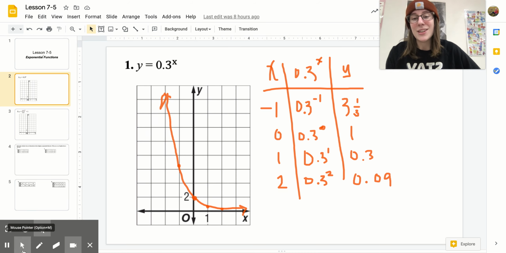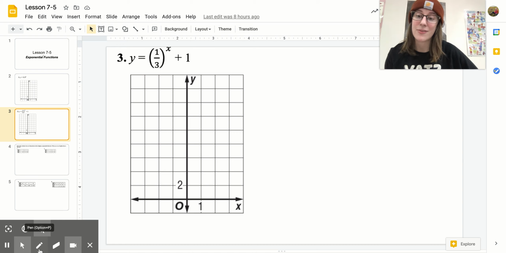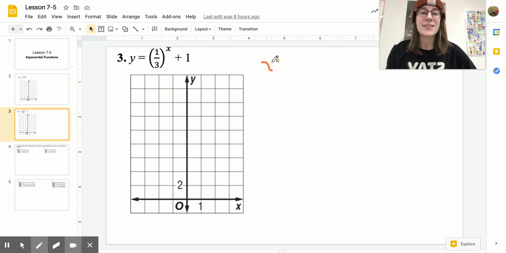So pause this if you need to. I'm going to move on to the next problem, number 3. You're going to try number 2 on your own. I figured I'd do 3 because it's just a little bit more challenging. You're going to do the same process of x. Then you have your 1/3 to the power x plus 1.